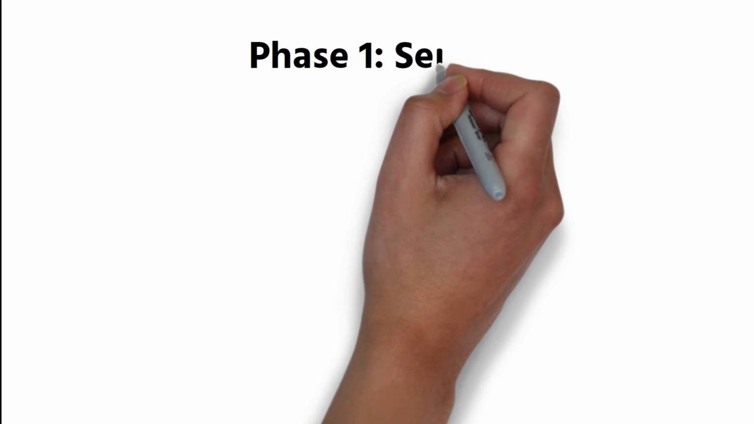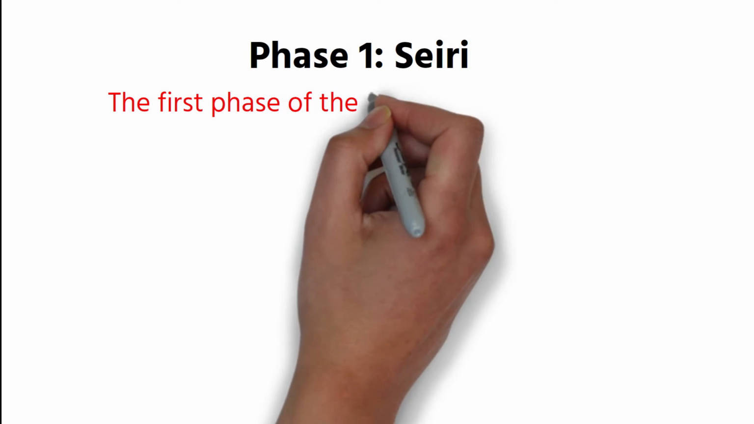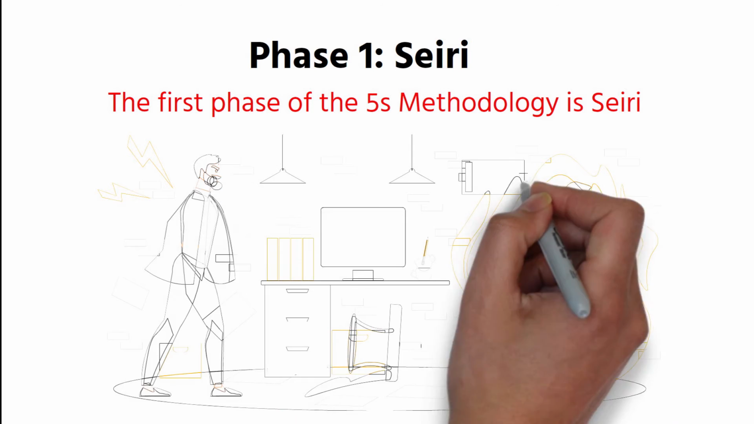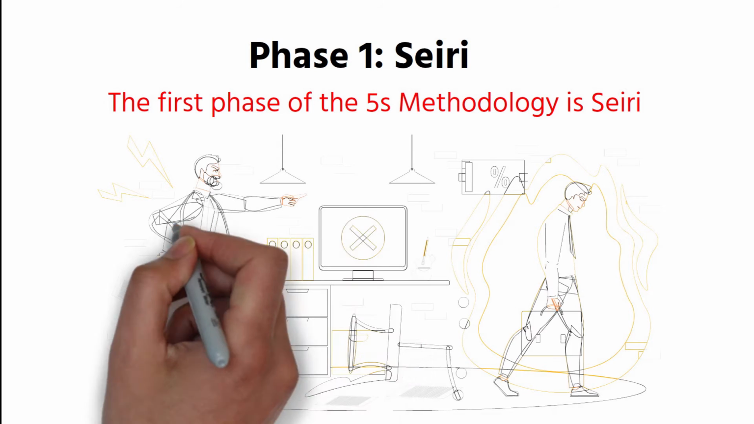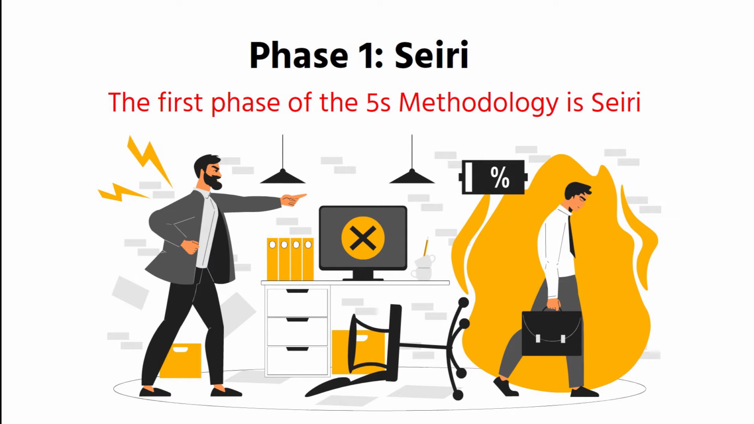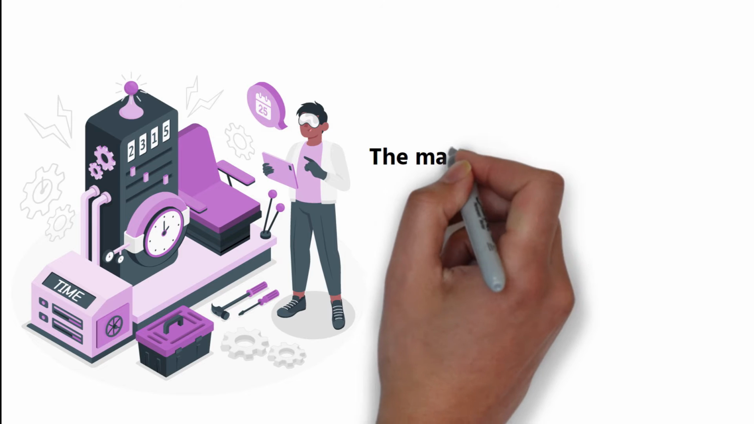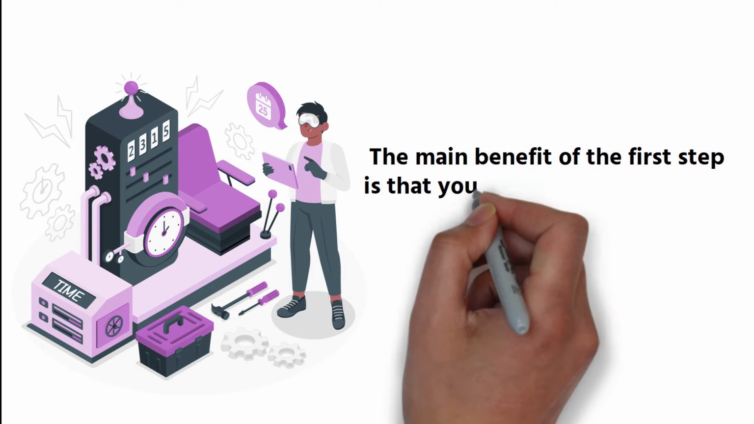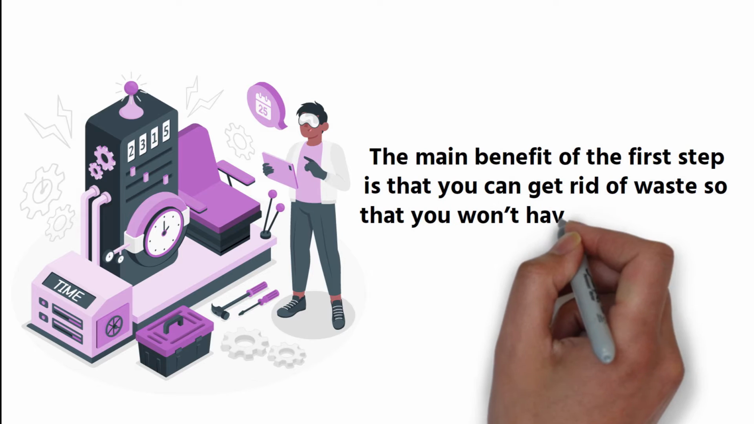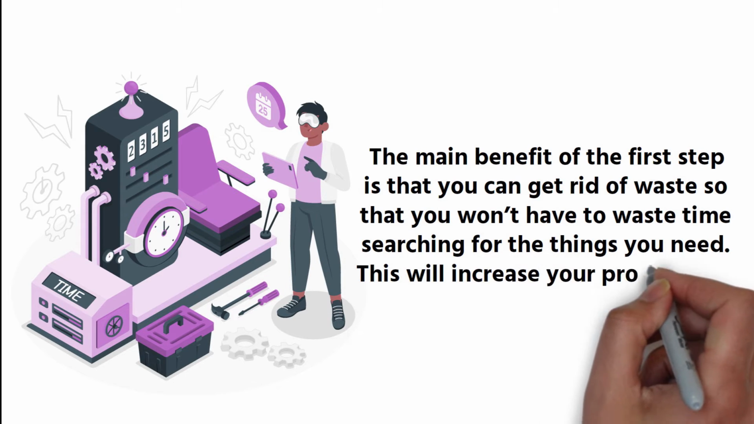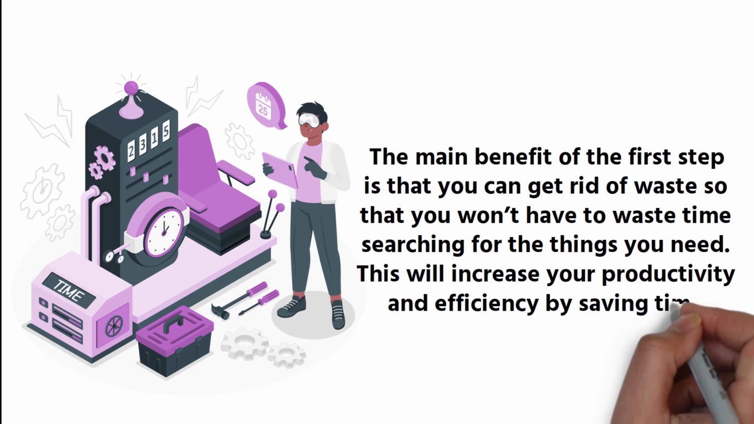Phase 1, Seiri. The first phase of the 5S methodology is Seiri. Seiri, sort, represents removing or eliminating unnecessary items such as outdated materials and broken equipment which are not needed in the workspace. Also, this phase involves classifying all equipment and materials by frequency of use. The main benefit of the first step is that you can get rid of waste so that you won't have to waste time searching for the things you need. This will increase your productivity and efficiency by saving time.